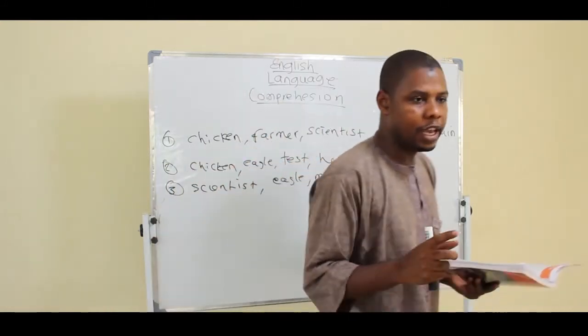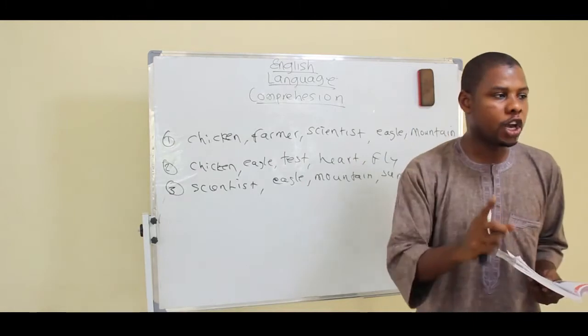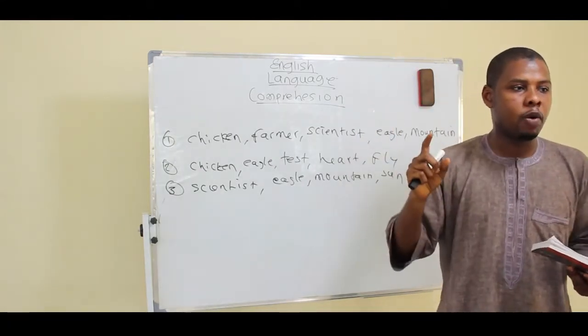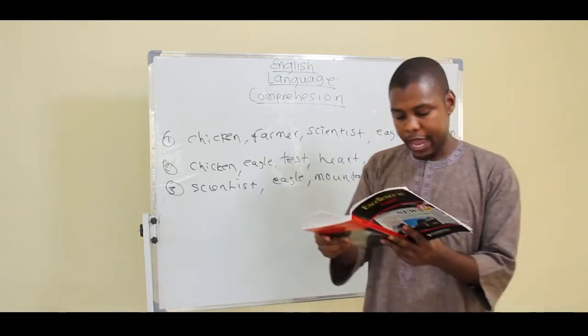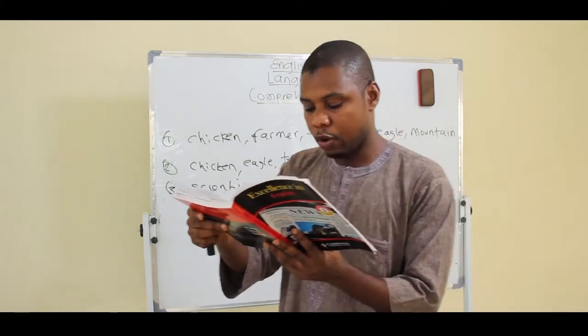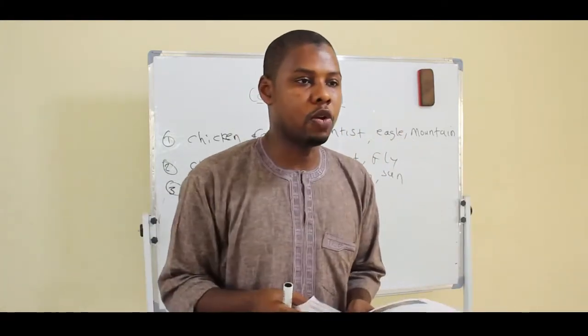Now, in this case, you have to go back to the passage to find a clue. Possibly you need to quote from the passage. The reason why, as I said, the eagle was not a chicken. Why was it that the eagle was not a chicken?